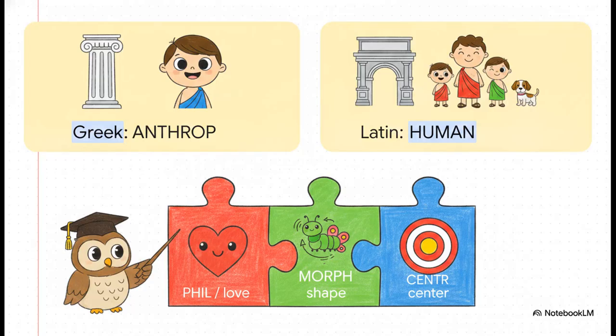And as a quick bonus, by studying anthrop today, you've accidentally learned several other incredibly powerful roots. Notice the comparison here. While anthrop is Greek for human, human is actually the Latin-based root for people. You also picked up phil for love, morph for shape, and center for center. These are puzzle pieces that connect to hundreds of other complex words. You are literally building a massive vocabulary multiplier right now.